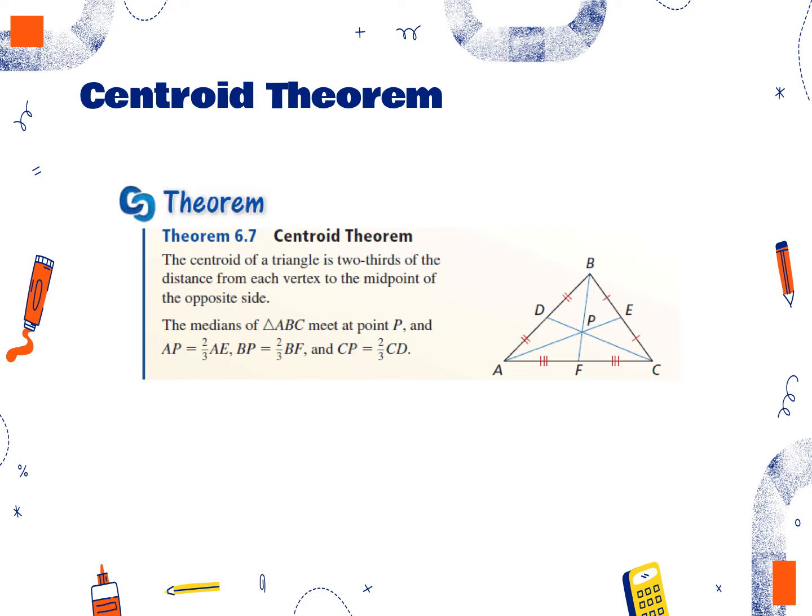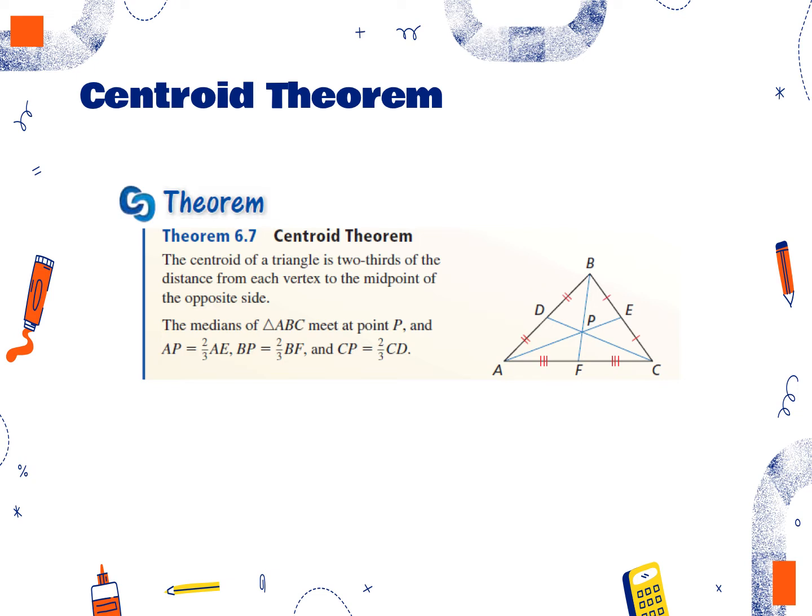So the next slide has the centroid theorem. This theorem states that the centroid of a triangle is 2/3 of the distance from each vertex to the midpoint of the opposite side. The medians of this triangle ABC are all meeting at point P, which is the centroid. The length of AP, which is the segment from the vertex to the centroid, is going to be 2/3 the length of the entire median. And then from the centroid to the side of the triangle, that is going to be the 1/3 portion of the median length.